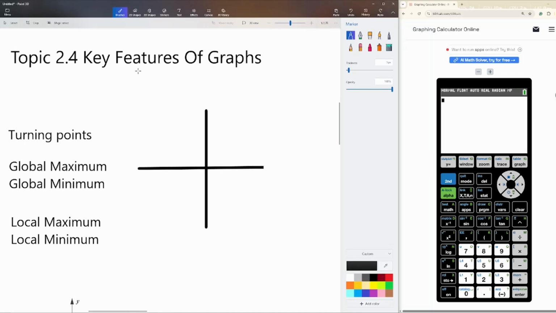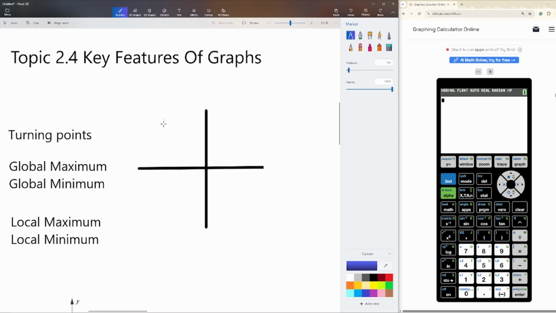In this lesson, we are going to cover topic 2.4, also known as key features of graphs. Usually when you're talking about turning points, most of you don't know what they are, but they fall into two categories, global and local. So, global maximum is just the maximum of your total graph.